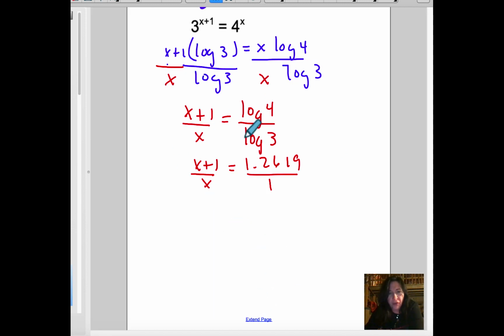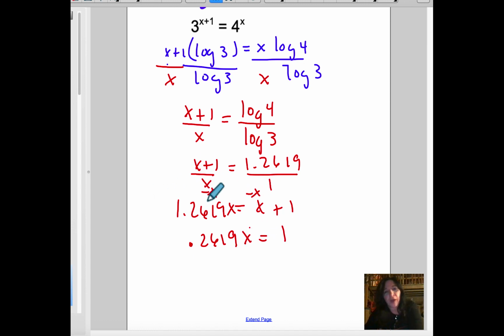I'm going to cross multiply. I'm going to get 1.2619 x is equal to 1 times x plus 1, so x plus 1. I'm going to subtract x from both sides. So I'm going to take 1 away. And so that means I'm going to get 0.2619 x is equal to 1 because I moved x to the other side, which means I took away 1x.